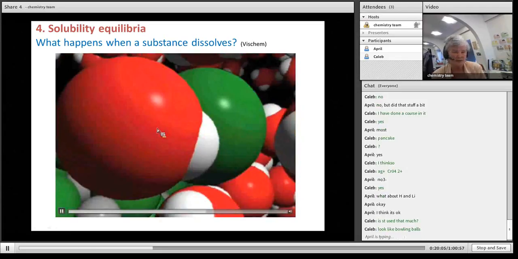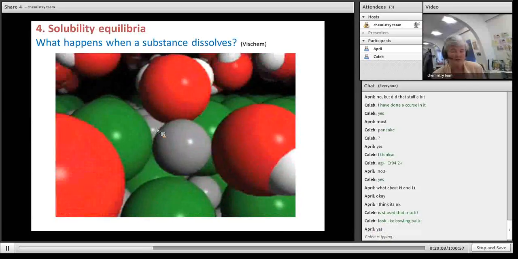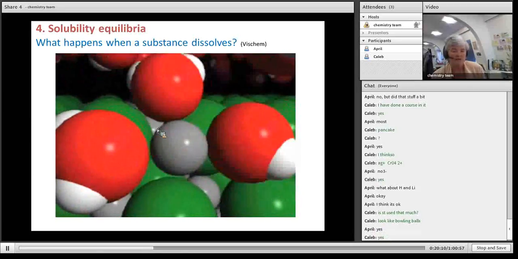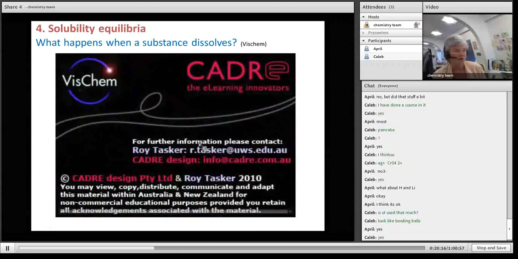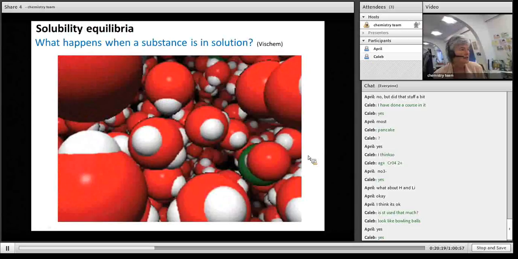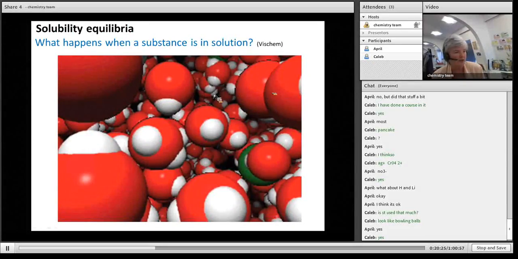Okay, so have you got that sort of picture in your mind of something dissolving? Because when we talk about equilibrium, it's good to have that idea on the particle level. What I want to do now is look at when a substance is in solution. You can see I've got lots and lots of water molecules, and then I've got my separated ions. And notice the ions are hydrated. Can you see this chloride is surrounded by these water molecules? Notice how the hydrogen atoms of the water molecule are facing the chloride.